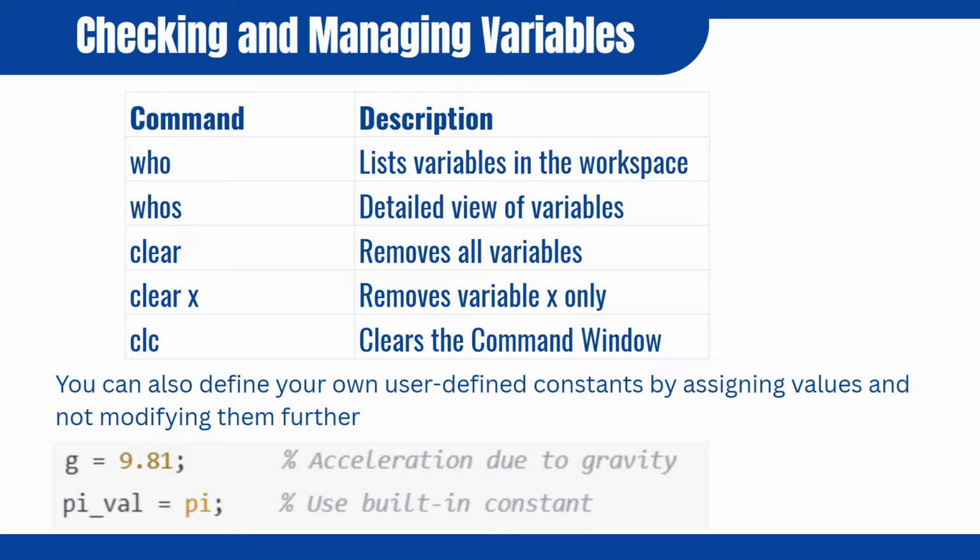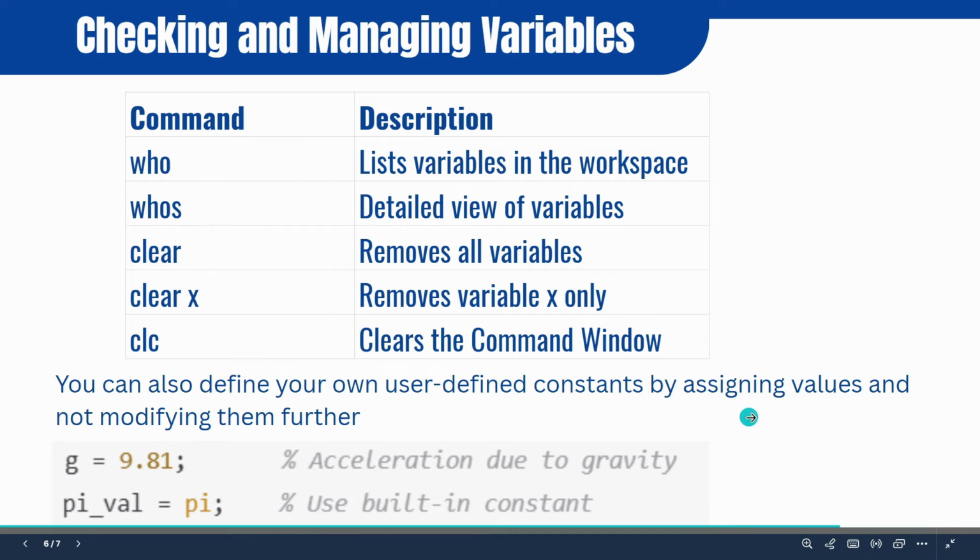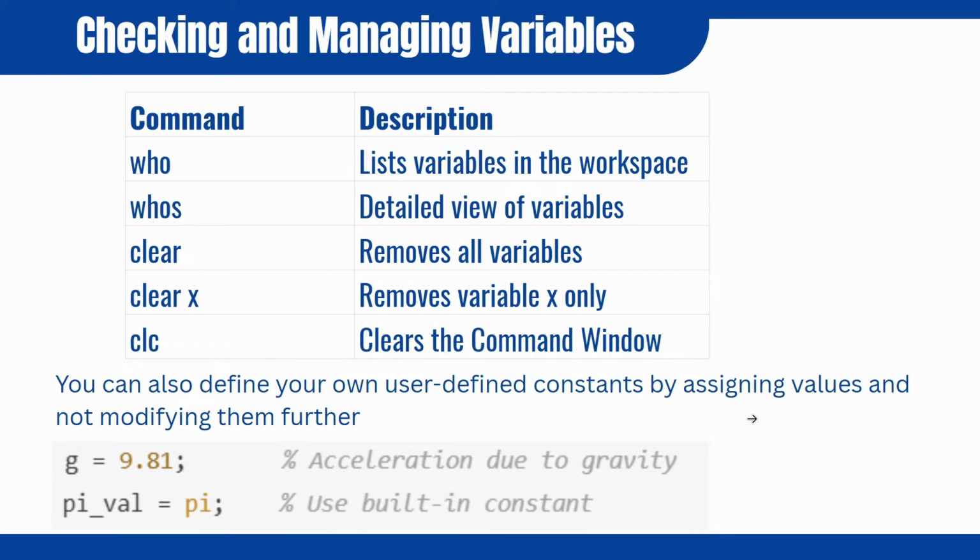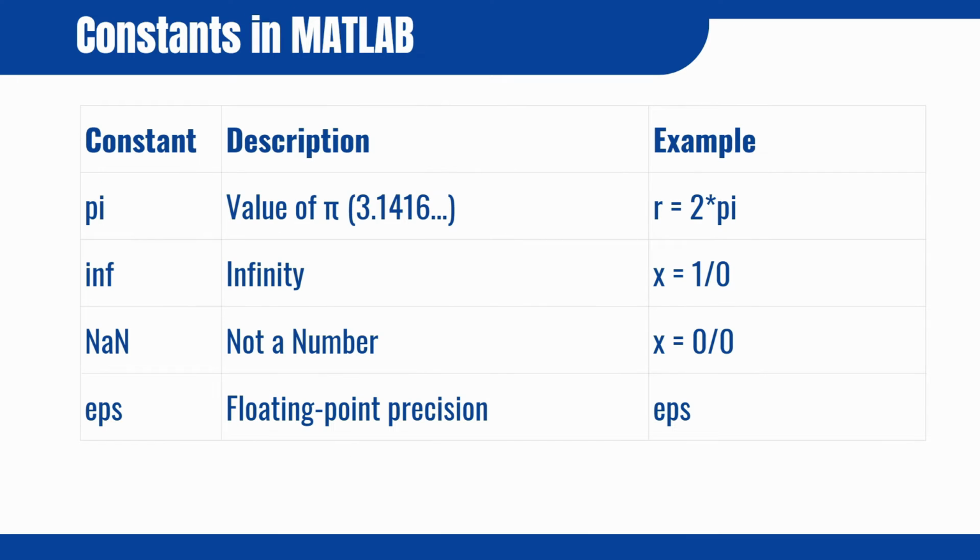You can also define your own user-defined constants by assigning values and not modifying them further. As you can see in the example, g = 9.81, which is the acceleration due to gravity, and pi_value = pi. pi is a built-in constant, and we can store it as pi_value. Here we have the constants with descriptions and examples of how we can use them.